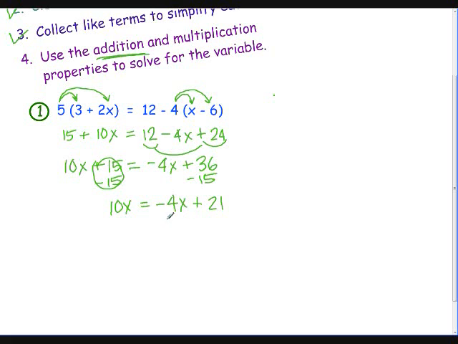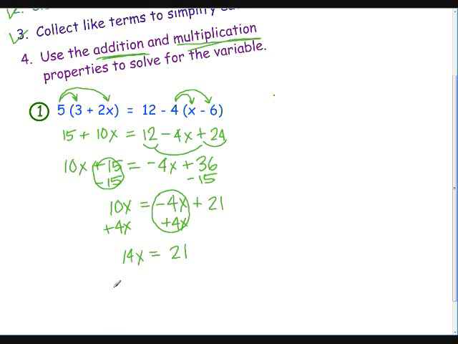What I'm going to do is add 4x to both sides. 4x plus 4x. What that does for me is this becomes a 0, and I have 14x equals 21. Now I'm going to use the multiplication property. What would I multiply this by?